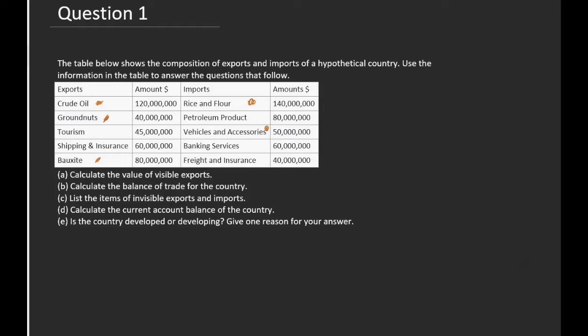Now let's look at question C. List the items of invisible exports and imports. Invisible exports include tourism, shipping and insurance. Okay, that's the invisible exports. Let me write it here.